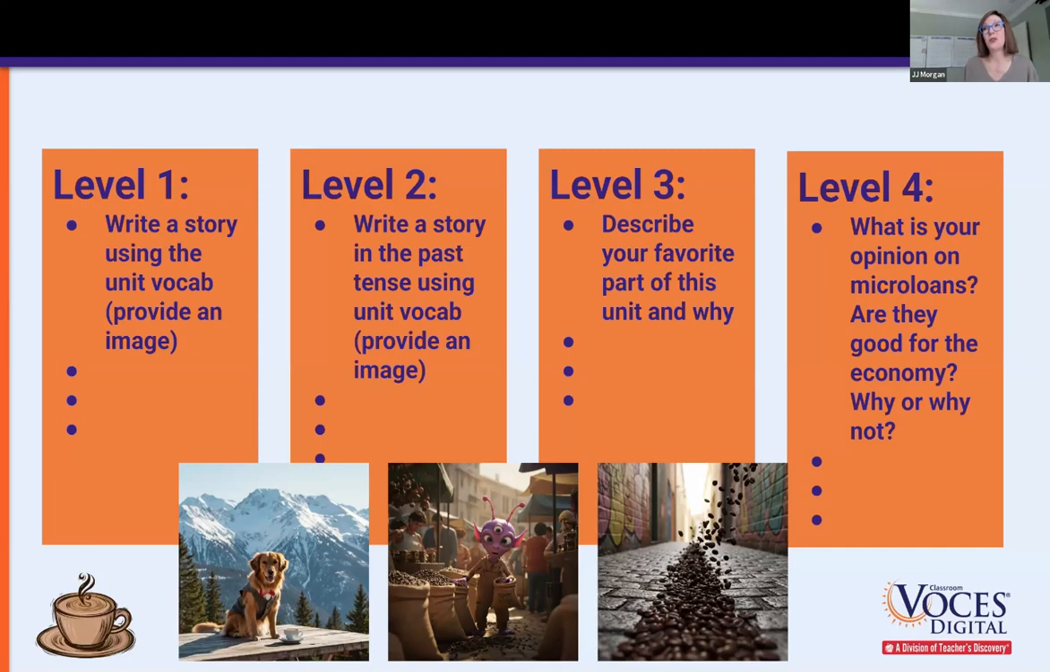In level 2, I would also write a story. Write a story in the past tense using vocab from the unit and provide an image. In level 3, I would have them describe their favorite part of the unit and why it is their favorite part. In level 4, I would ask them, what's your opinion on microloans? Are they good for the economy? Why or why not? Right? Asserting an opinion and defending it. Because the one story that we did had the microloans in it.